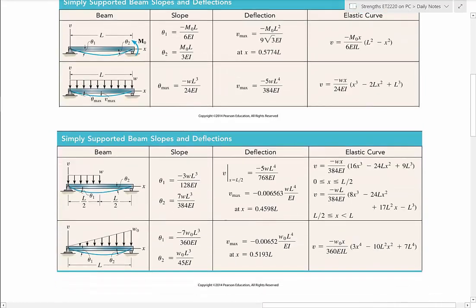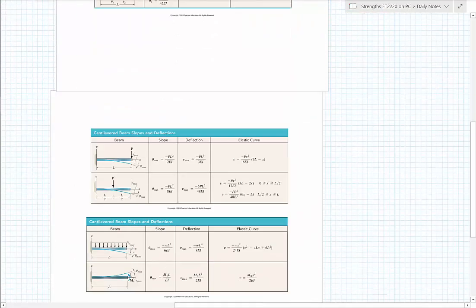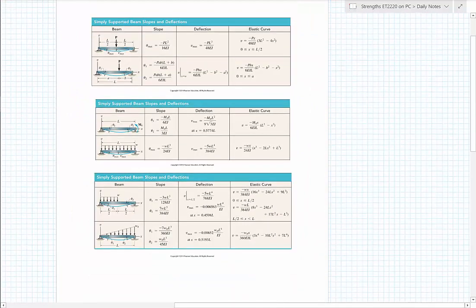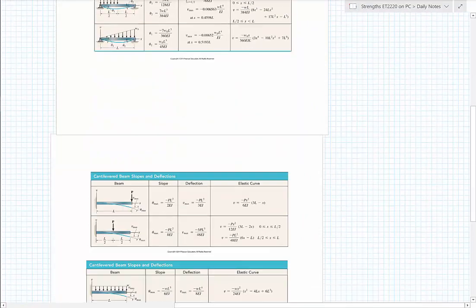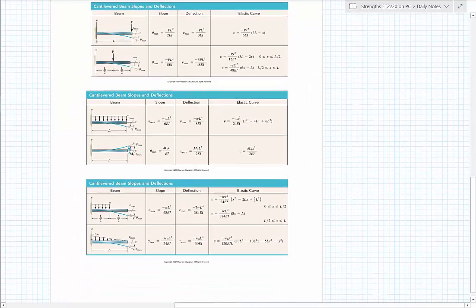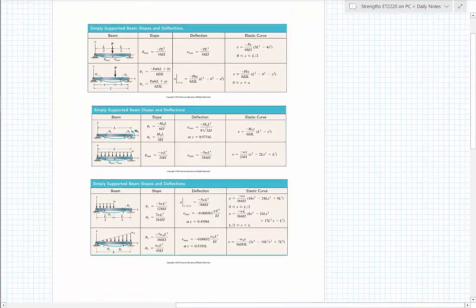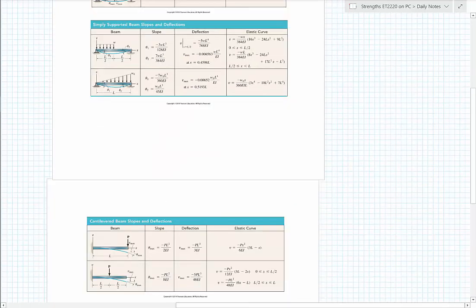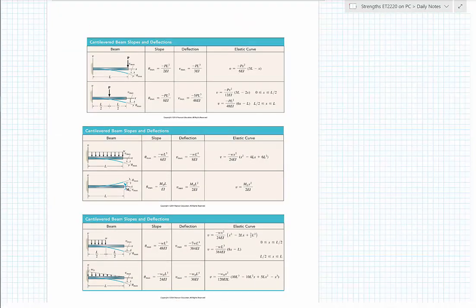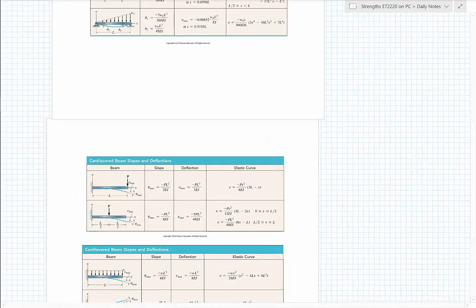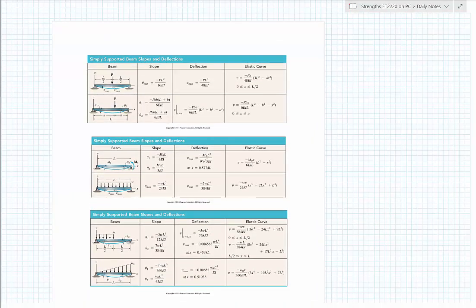You can see, zoom out a little bit, there are 2 pages. I consolidated these into a Microsoft Word document consisting of 2 pages. The first page is simply supported beams, so I have a support on each side, and the second page is all cantilevered beams. So when you're trying to figure out your type of load, you can look at that.